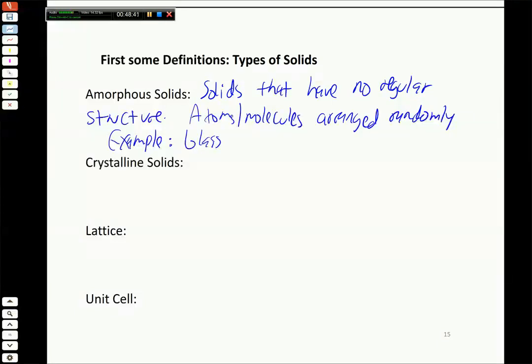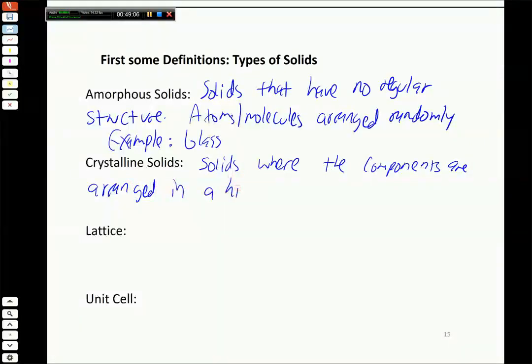Now the other major type of solids, which we're going to get a lot of details on for the rest of this chapter, are called crystalline solids. And so these are solids where the components, whatever the solid is made up of, atoms or molecules, are going to be arranged in a highly regular and periodic fashion, meaning the structural elements that exist repeat themselves over and over again to build that piece of the solid.